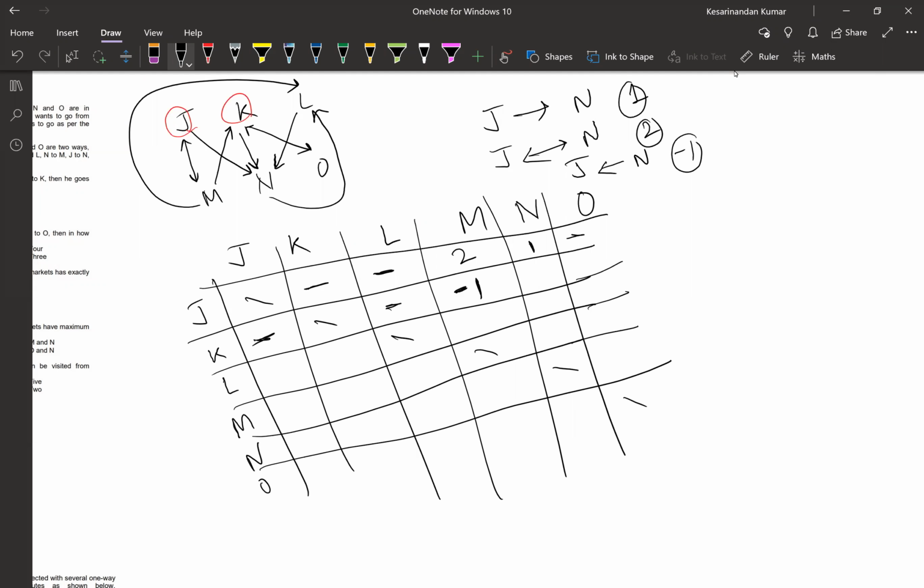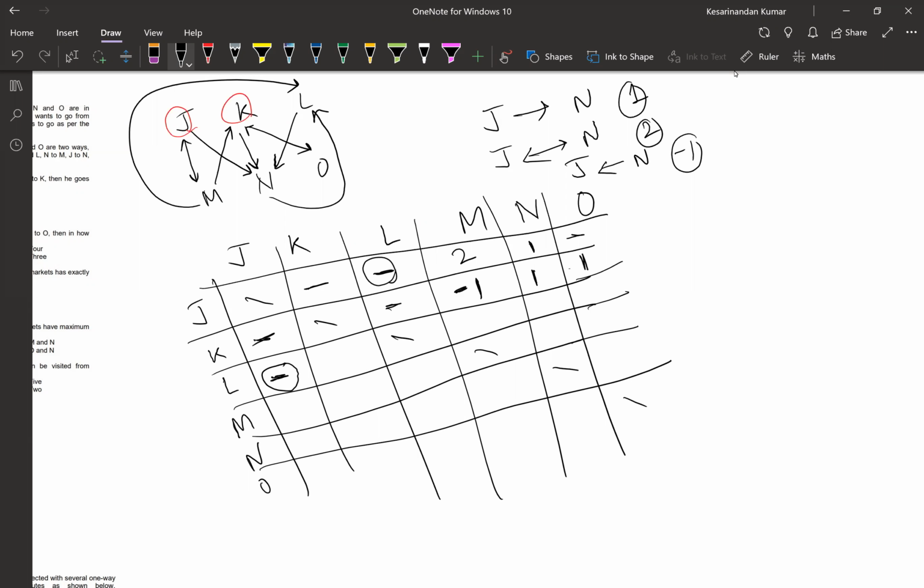Then we have K to N. K to N, do we have a road? Yes. Similarly, K to O, do we have a road? Yes. Now L to J, do we have a road? Not possible. It will be quite the same. Whatever you get here, its opposite will basically be here. The thing is, the opposite of basically nothing is nothing.